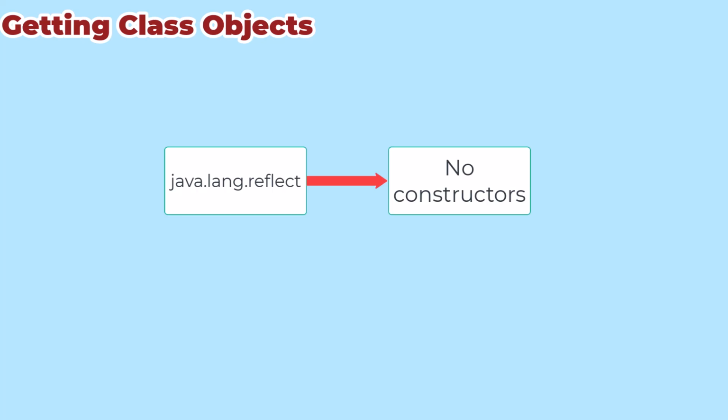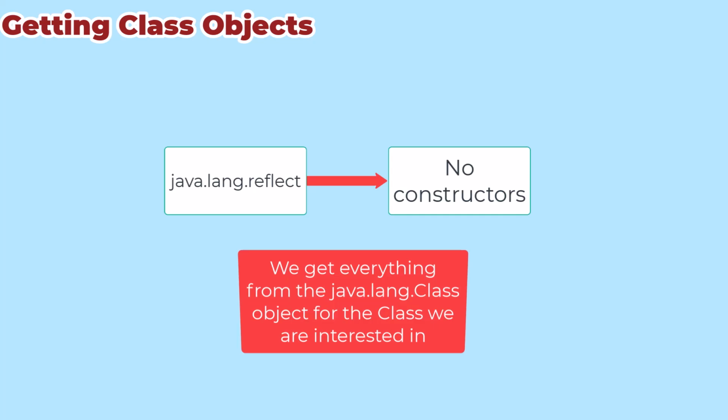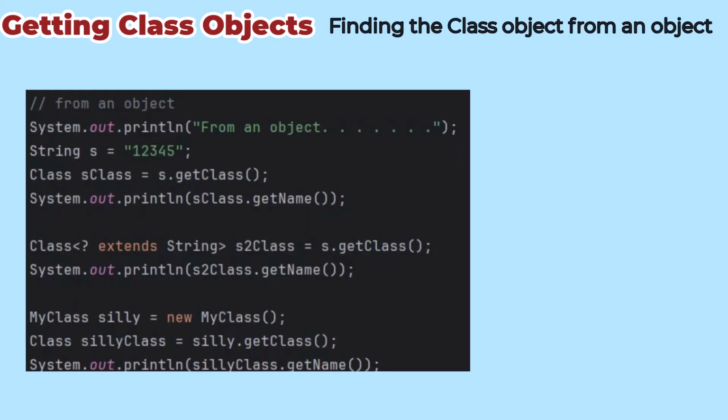None of the classes in java.lang.reflect have public constructors. Everything starts by finding the java.lang.Class object for the thing you want to learn about. We can do this three ways. First, if you have an object, you can use its getClass method. That returns a class object that describes the code of the class that the original object belongs to.